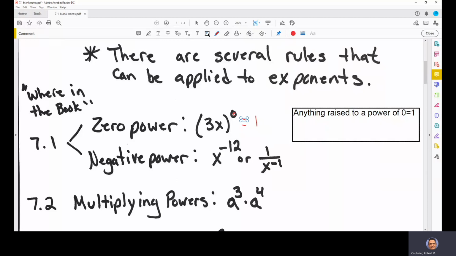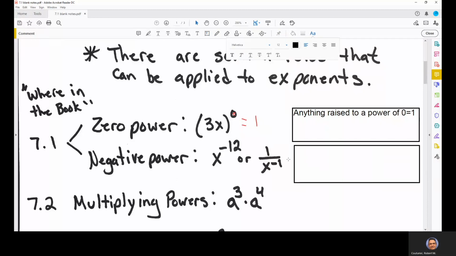The next one we're going to deal with is this rule here where we have the negative power rule. So again, negative power rule, all we have to do is take the reciprocal of it.